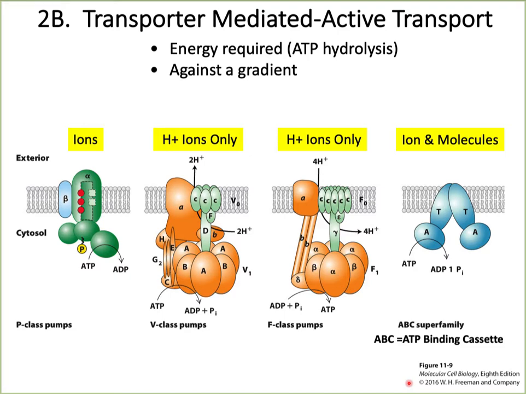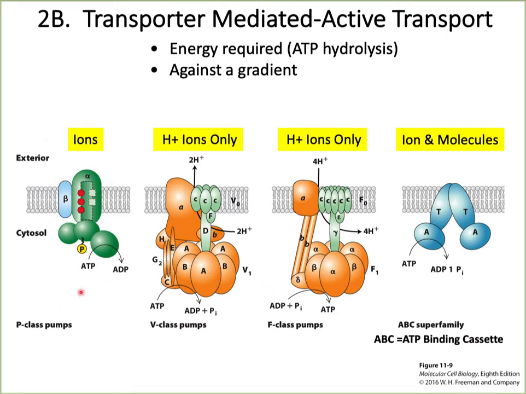In these examples, the energy is generated by hydrolyzing ATP. So active transport is carried out by what is known as pumps, which are ATP binding protein complexes that harness the energy from ATP hydrolysis to move substances against their concentration gradient. There are a number of classes of these pumps.